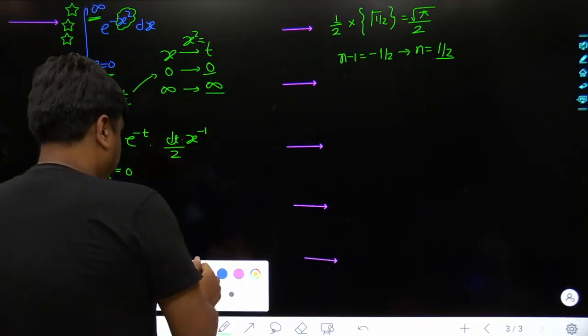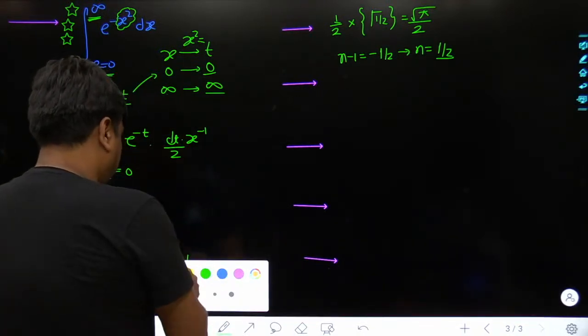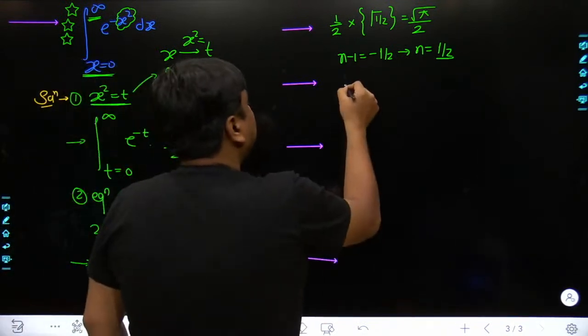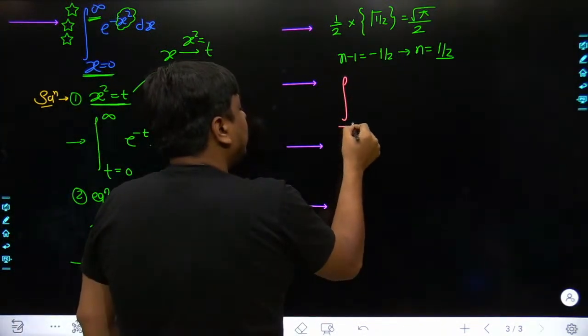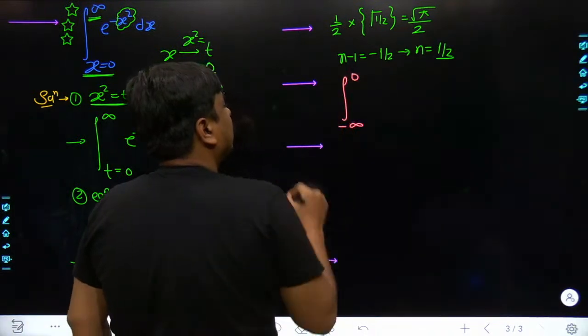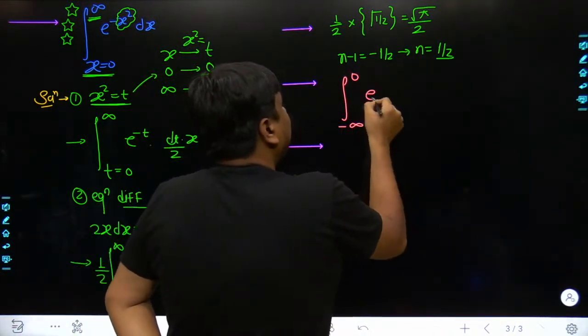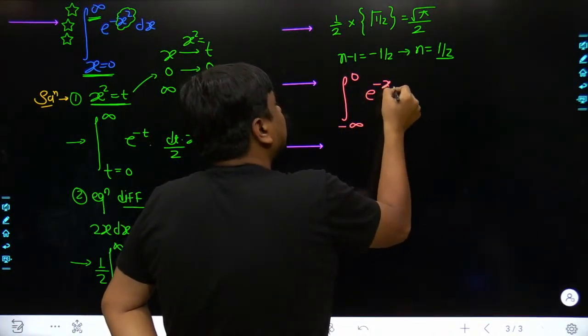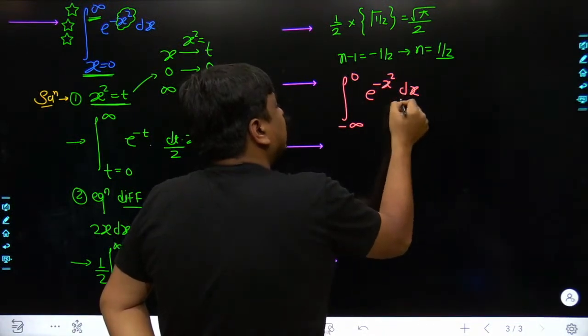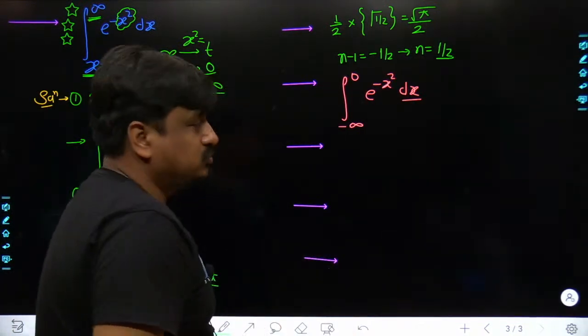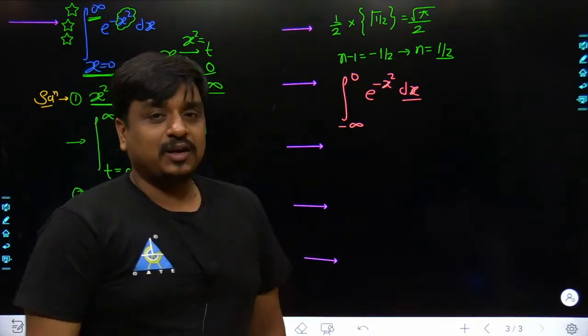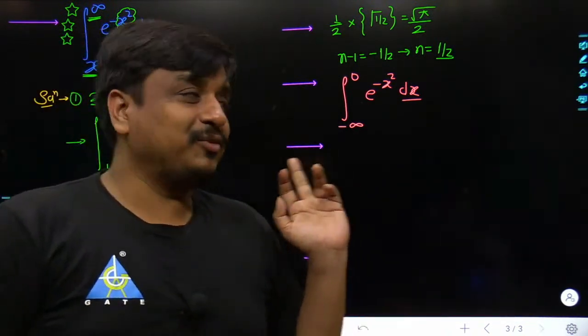See, the next kind of problem which we can frame is the integration taken from minus infinity to 0 of e to the power of minus x square dx. This is the first variant of the problem. A variant like corona is changing its variant, no? So my problem is also changing its variant.